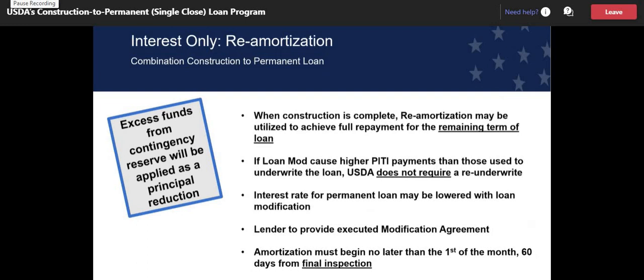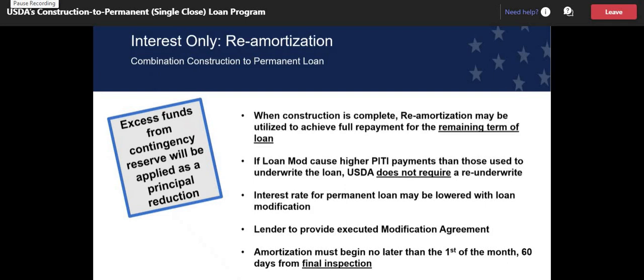So that may bring up a question in your mind. If the loan modification causes a higher PITI payment than those used to underwrite the loan, USDA does not require you to re-underwrite and resubmit. Okay, so at that point, it is what it is.